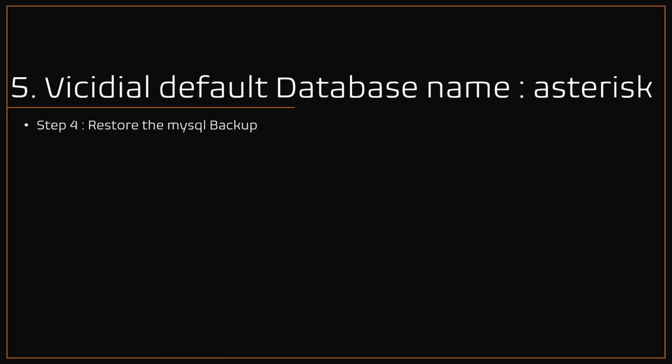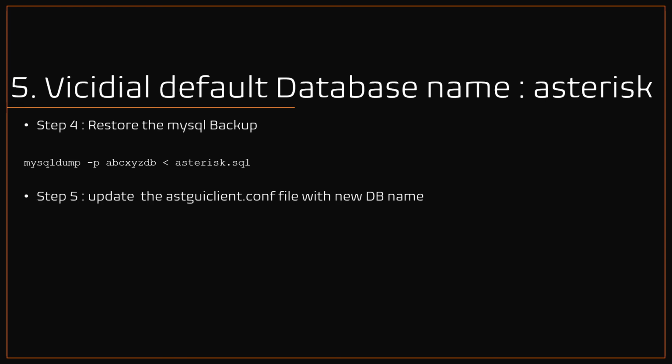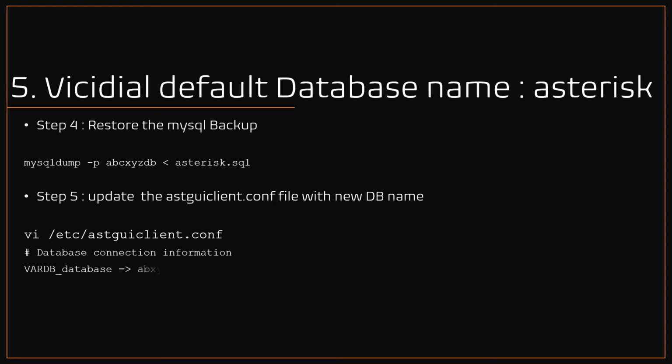Step 4, restoring the MySQL backup to our new database. Use the mysql command to restore the backup, as shown here. Step 5, updating the Vicidial configuration file with our new database name. Using the vi editor, open the file asterisk client.conf and update the field VARDB_database with our new database name.